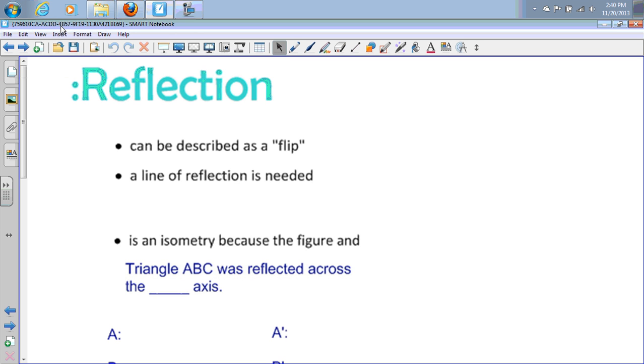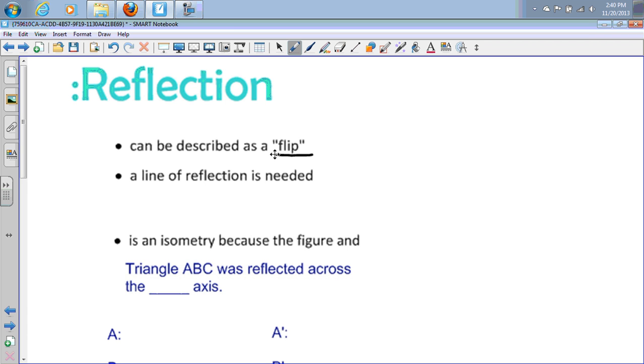Our final transformation video is on reflections. Reflections can be described as a flip or a flop. Flip, flip, flip, flop. I should love to wear flip-flops. Don't we wish we could right now? It's a little chilly. But it's a flip or a flop, okay?